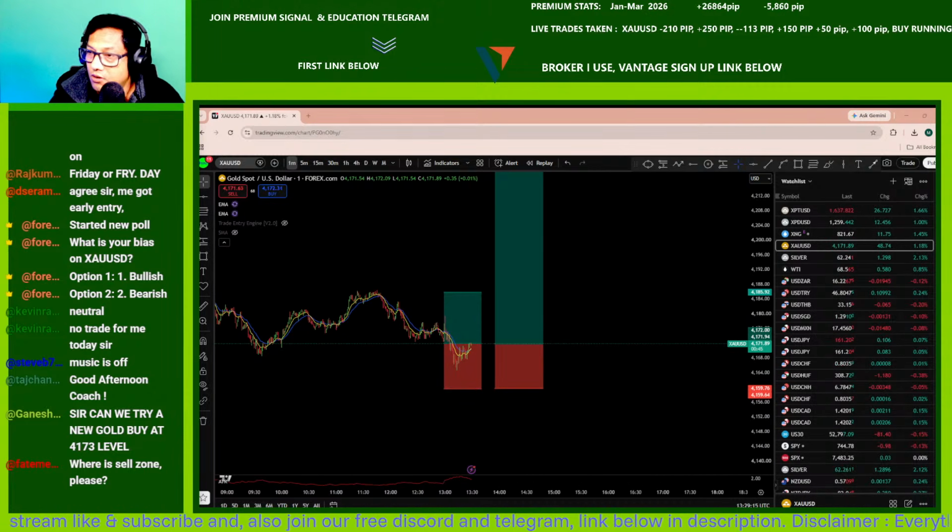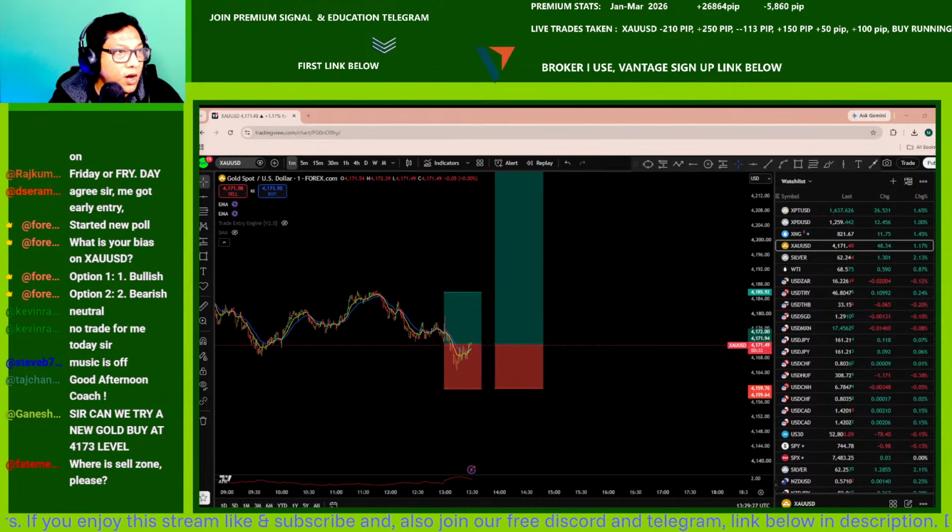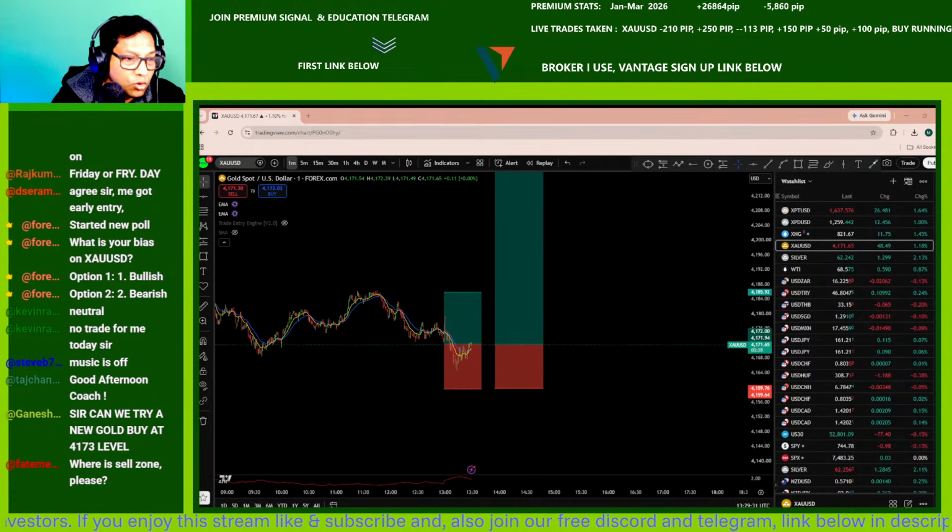Stop loss here at 4159.64. All right, and take profit 1 will be 4185.92. This is take profit 1, smaller risk. There will be another one also with take profit 2. It's a buying by market.